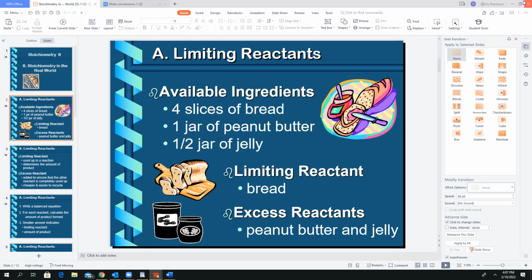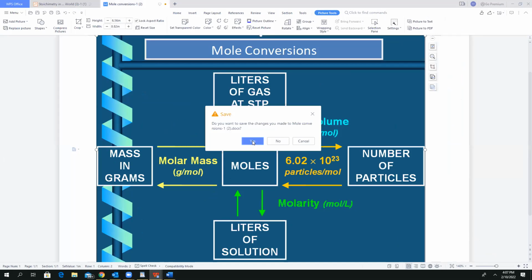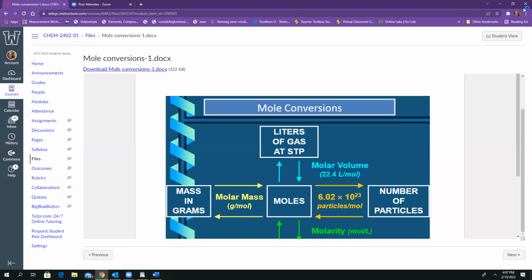Okay, so let's look at how to calculate a limiting reagent. Again, no, I did not do any changes that I know of, other than made it bigger. All right, so let's go back to that module.